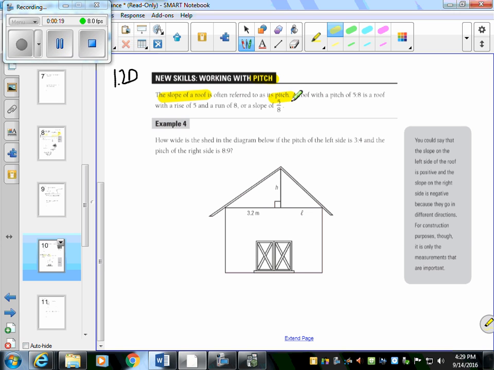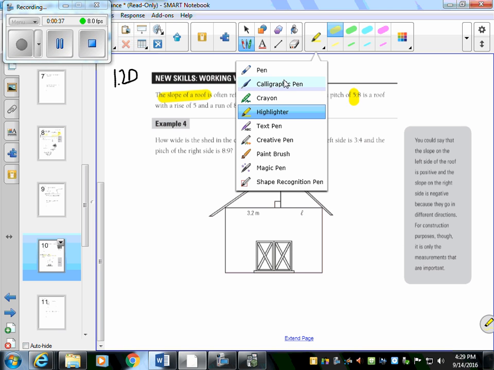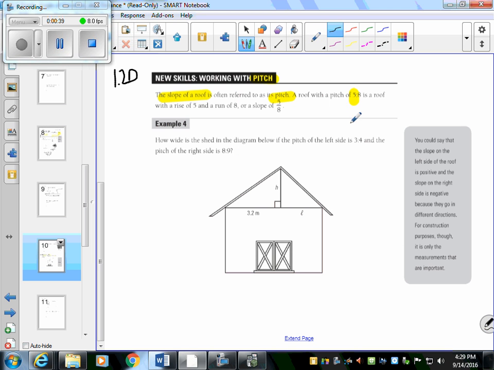Okay? So a roof with a pitch of 5/8 or 5 to 8 is a roof with a rise of 5 and a run of 8. So we always, just like we say, rise over run, and rise comes first. When you say the pitch of 5 to 8, 5 is talking about the rise, and 8 is talking about the run. Because we always say rise first, then run second.